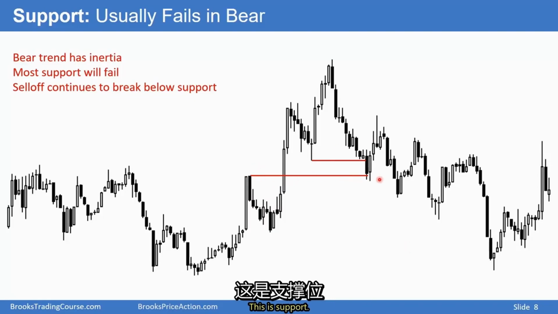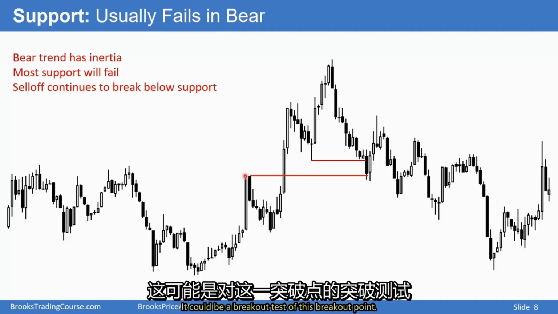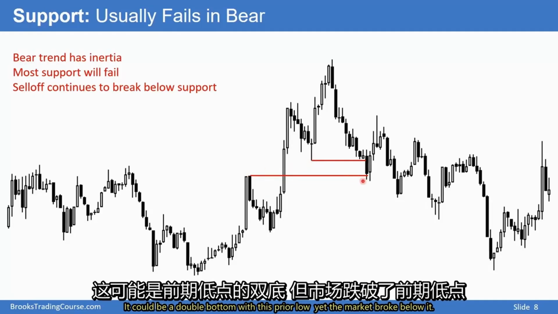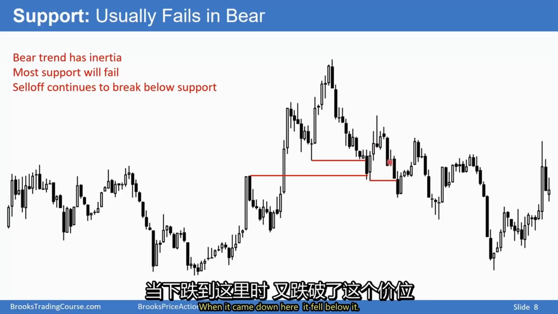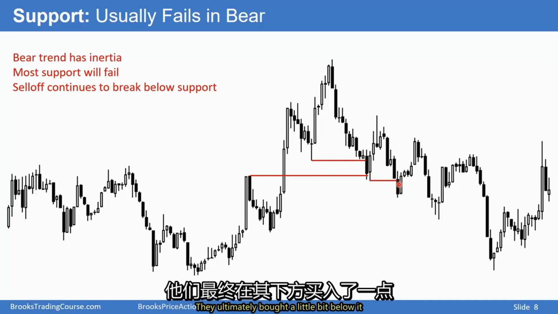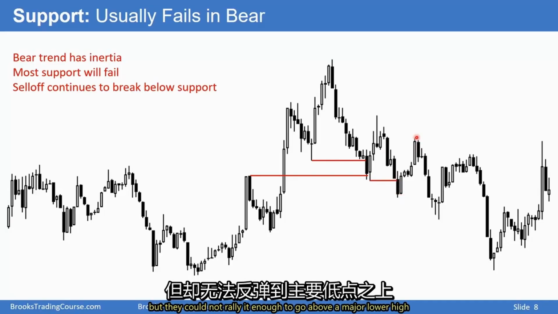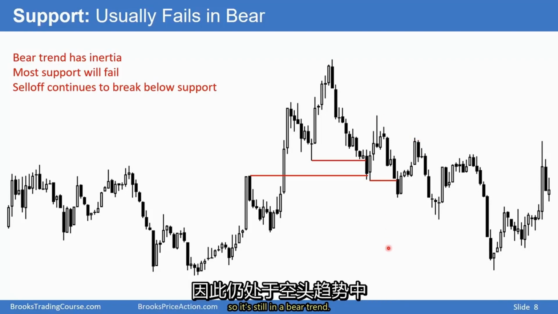This is support. It could be a breakout test of this breakout point. It could be a double bottom with this prior low, yet the market broke below it. Another prior low, they bought at this price level. When it came down here, it fell below it. They ultimately bought a little bit below it, but they could not rally it enough to go above a major lower high, so it's still in a bear trend.